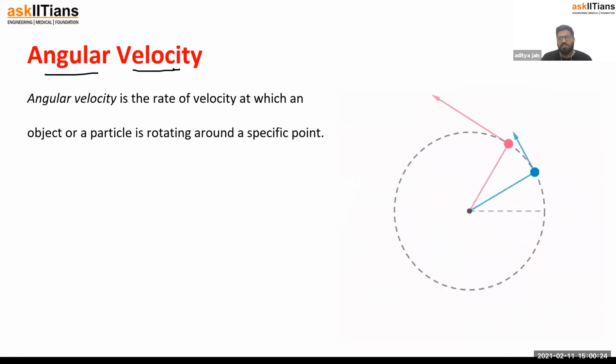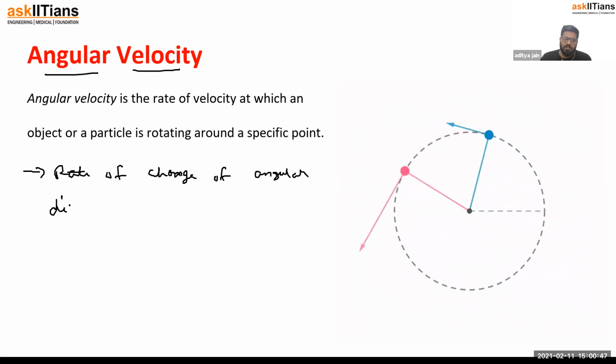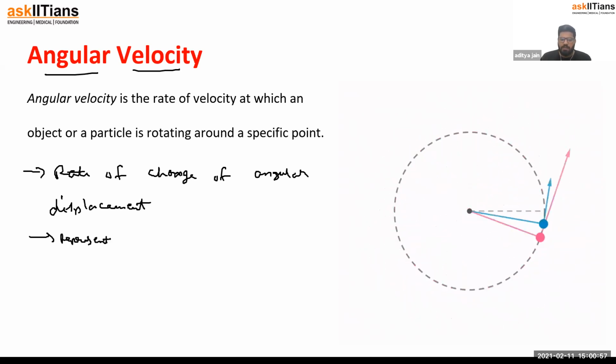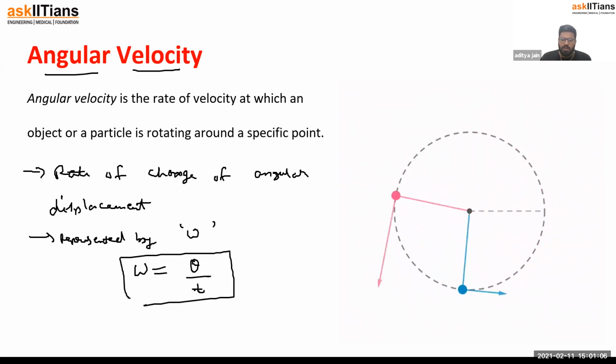This angular velocity is just similar to the linear velocity you have read in motion in one dimension. The only difference is that linear velocity was the rate of change of displacement. Yes or no? So angular velocity will be the rate of change of angular displacement. Because we are concerned with angular physical quantities in this chapter, angular velocity is represented by omega, and it will be given by omega equals angular displacement theta over time t. This is the rate of change of angular displacement.